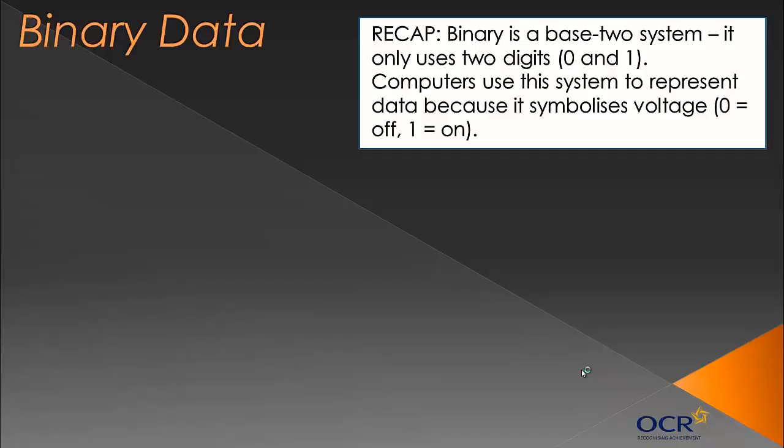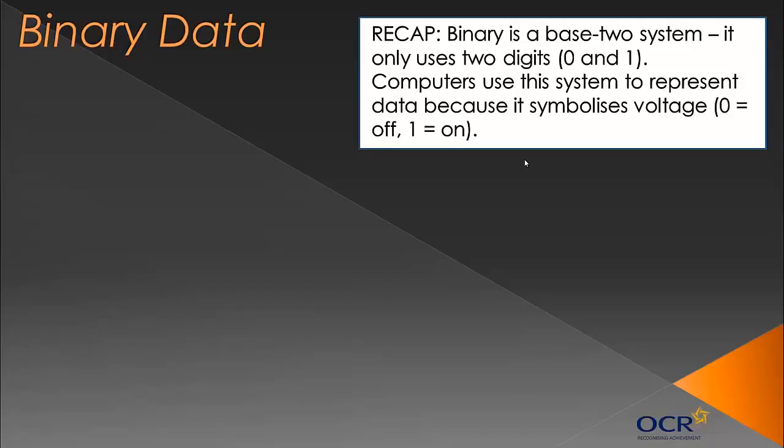Binary is what is known as a base 2 system, and base 2 essentially means that it only uses 2 digits. The 2 digits used are 0 and 1. An example of a base 10 system is denary, and denary is what we use on our everyday basis. We use digits 0 to 9. If you count them up, that equals 10. So 2 digits in binary, 0 and 1, and they're used in computers.